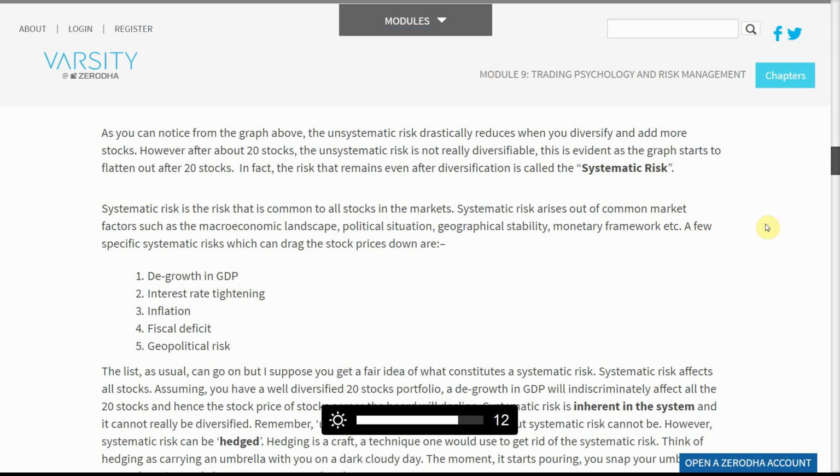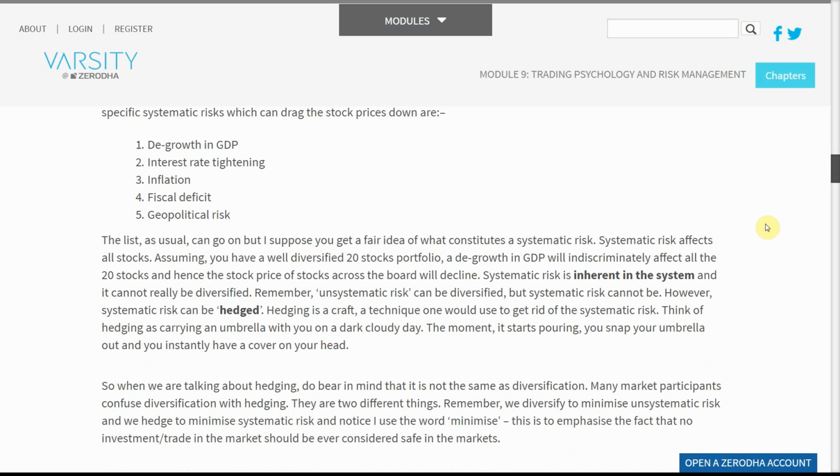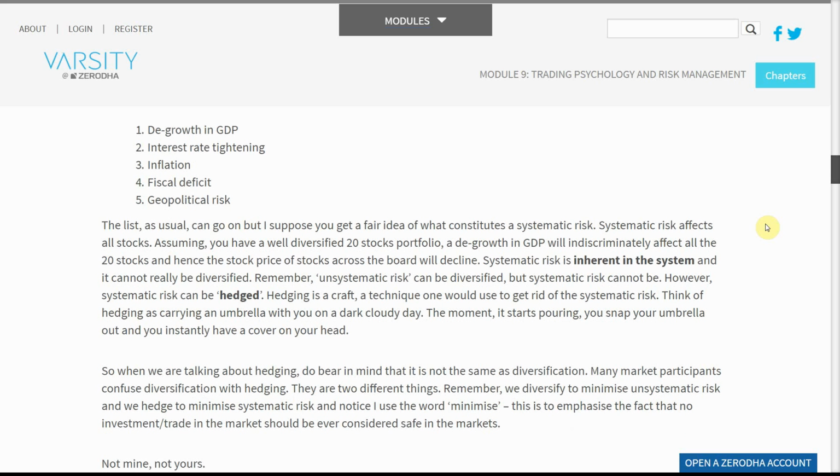Systematic risk is the risk that is common to all stocks in the markets. Systematic risk arises out of common market factors such as the macroeconomic landscape, political situation, geographical stability, monetary framework, etc. A few specific systematic risks which can drag the stock prices down are degrowth in GDP, interest rate tightening, inflation, fiscal deficit, geopolitical risk. The list, as usual, can go on, but I suppose you get a fair idea of what constitutes a systematic risk.